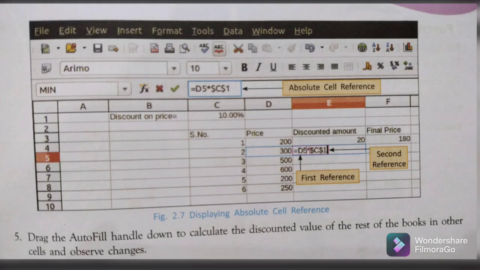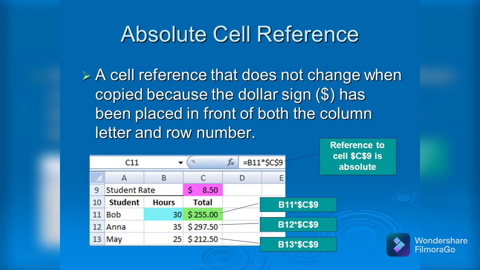Now the last step is to drag the autofill handle down to calculate the discounted value of the rest of the books in the other cells, and observe the change. Here is the working of absolute cell reference.